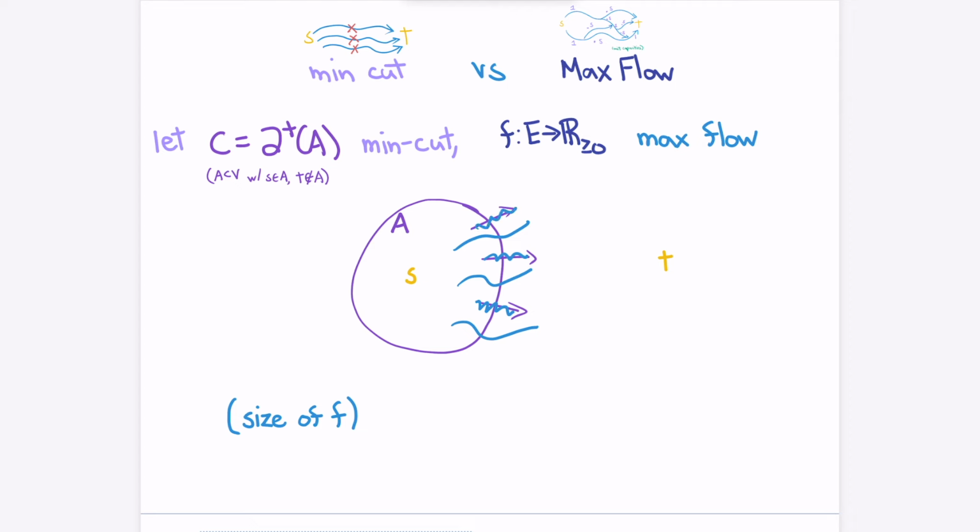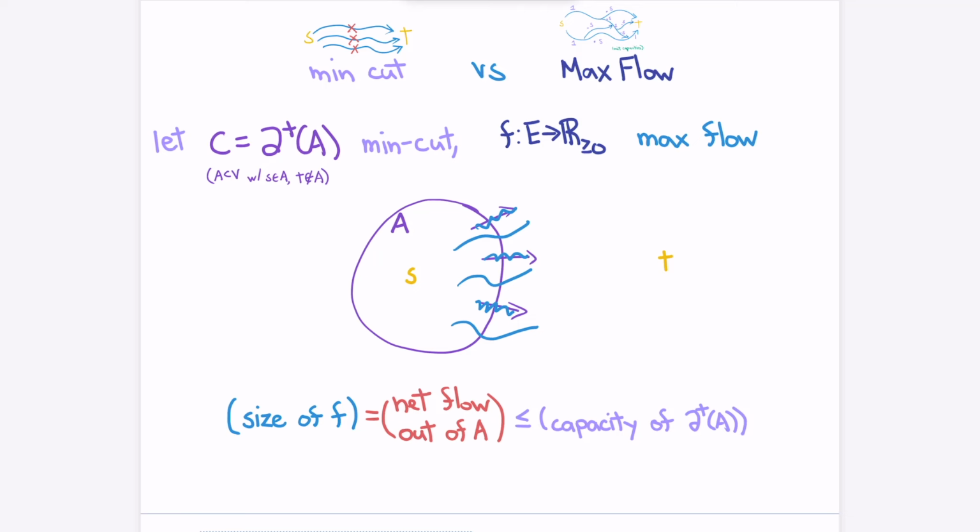So the size of the flow, first of all, is equal to the net flow out of S, out of A. Originally, it's equal to the net flow out of S, but then if I pick any region around S, the amount that goes out minus the amount that's coming in will give me exactly the amount that ends up at T, the amount that left S. And this is going to be bounded above by the capacity of that cut.